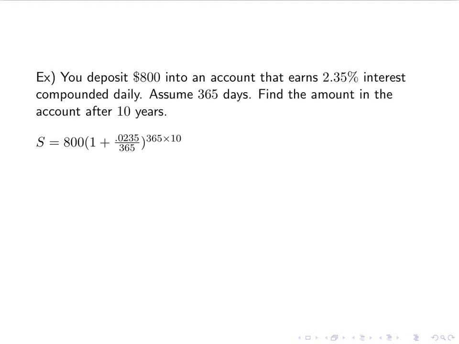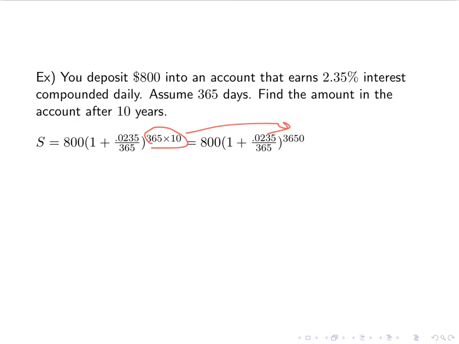So I'm going to plug in all my numbers. So again, 800 is P. That's the amount that I'm depositing. My interest rate, make sure you put it as a decimal, so 0.0235. 365 days, again, M goes in there twice, and then the time is T, which is 10. And the only thing I'm going to simplify is my exponent.